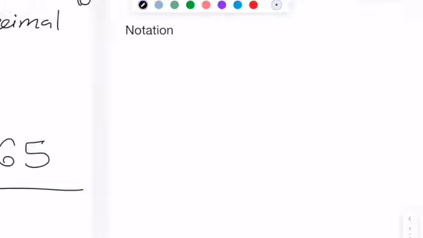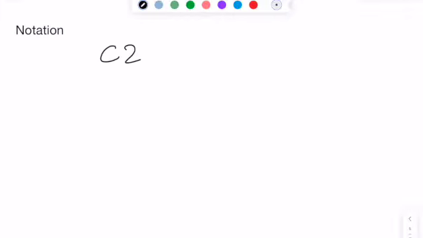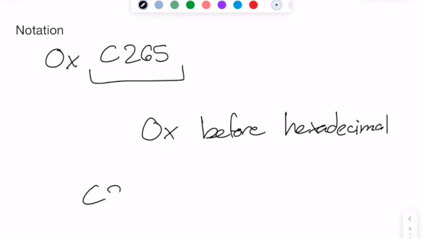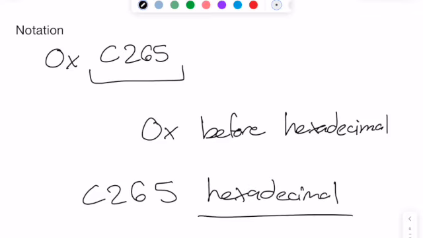Now for hexadecimal, we can also write it as, going back to our previous example, C265. The notation for hexadecimal is typically seen as 0x, and then the hexadecimal number. So again, that's 0x before the hexadecimal. You can also just always add hexadecimal at the end, but 0x is the correct notation.